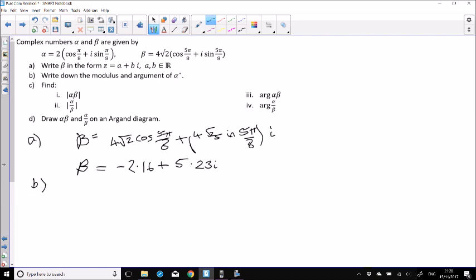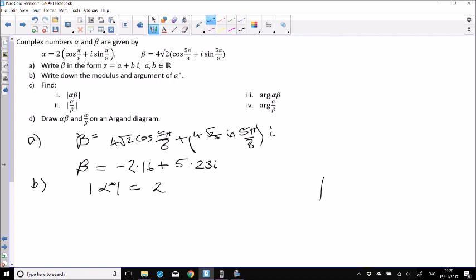Right, now in part B we want the modulus and argument of alpha star. Right, so the modulus of alpha star, all we do is we change the sign on the imaginary part, so it's still going to have the same modulus, which is 2.